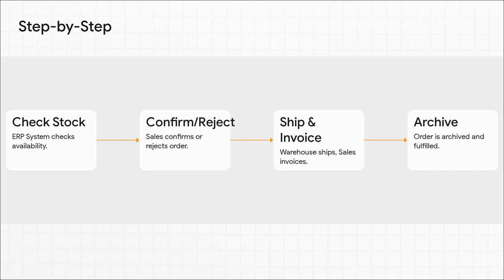But if items are in stock, sales confirms the order. Now this is where it gets really cool. The process splits simultaneously. While the warehouse staff physically ships the goods, the sales team emits the invoice. Finally, once both of those parallel tracks finish up, sales archives the fulfilled order. See how that works? You can see the exact sequence, who performs the action, and the entire flow of data.